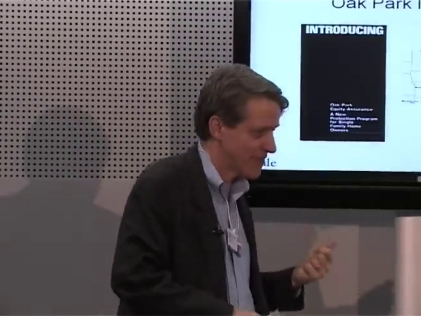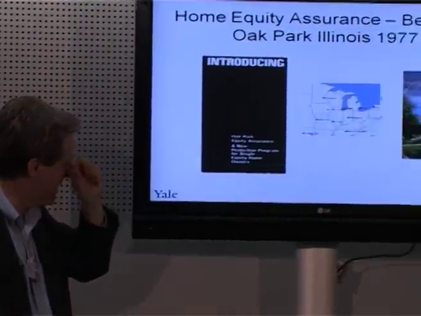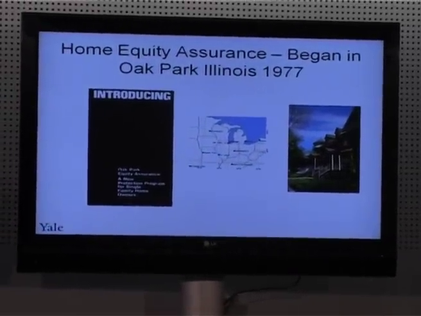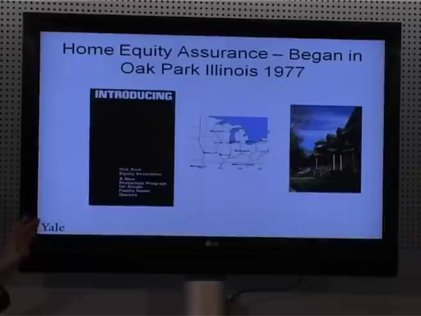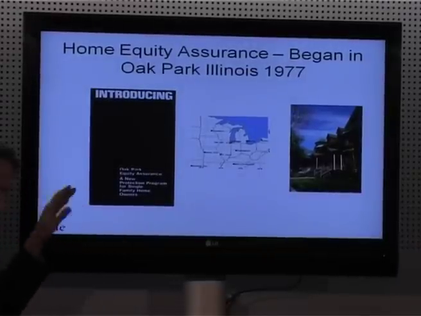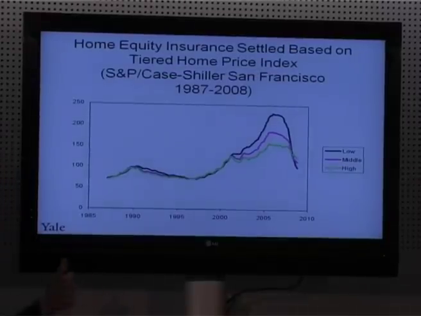I'm going to go to my second idea, that bubbles are caused by feedback. We have to damp the feedback. It's not so famous, it should be more. Oak Park, Illinois, in 1977, created a program, this is an invention, not mine, called Home Equity Assurance. And at that time, there was racial change, and there was fear of a negative spiral. Everyone thought that when low-income people come moving in, prices will fall, so that would be a self-fulfilling prophecy. So they created insurance on home prices.